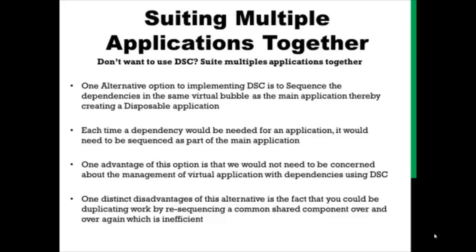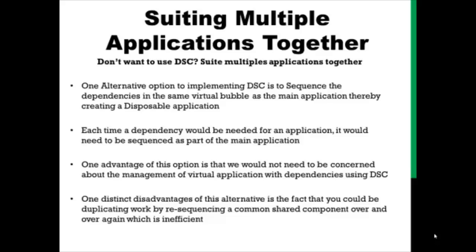An alternative to using Dynamic Suite Composition is simply virtualizing multiple applications together. That means when you're doing your sequence, you get all the applications that are dependent on one another, say maybe 2 or 3 applications which have interoperability, and you create them as one virtual application. By doing this, all the files are in the one virtual file system and all the virtual registry can be seen. So the application will work as expected. Now the downside of this is you're possibly duplicating work if you have one common shared dependency that's required by a lot of applications, and you then therefore have to sequence that time and time again for each application that requires it.